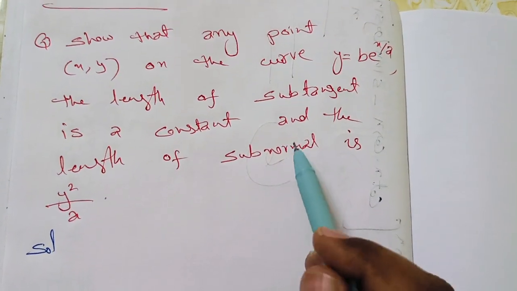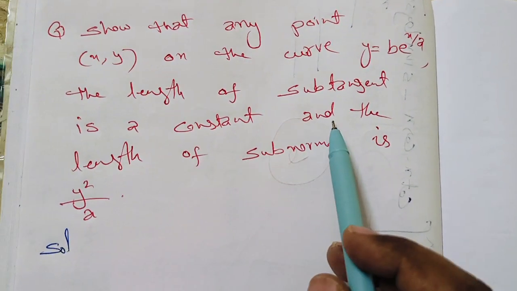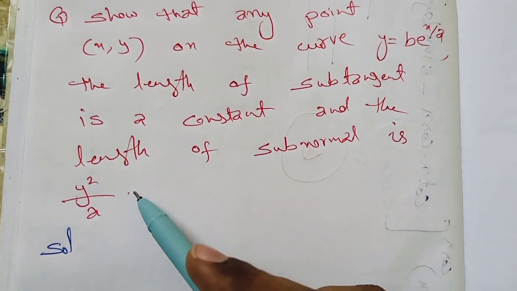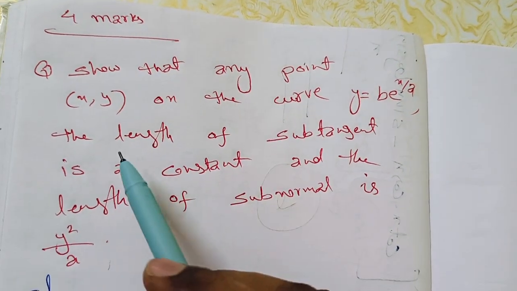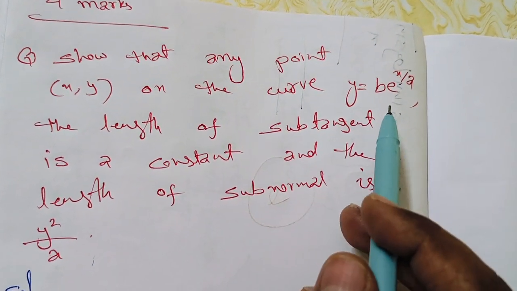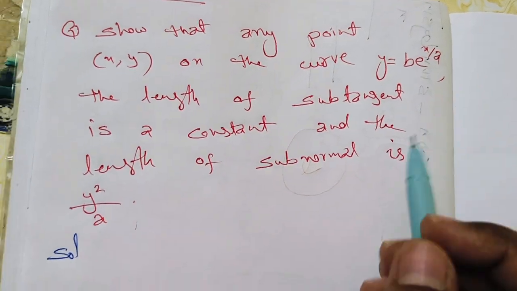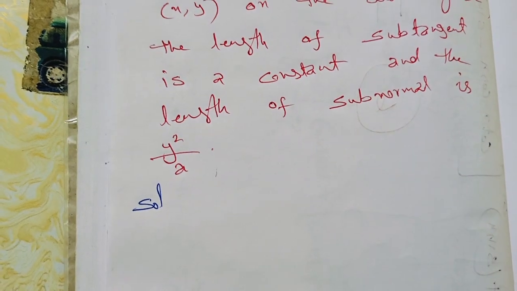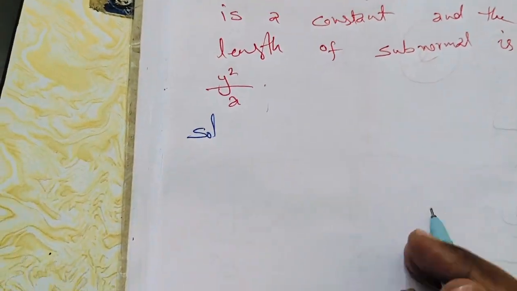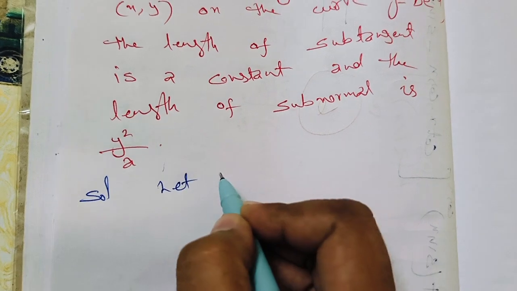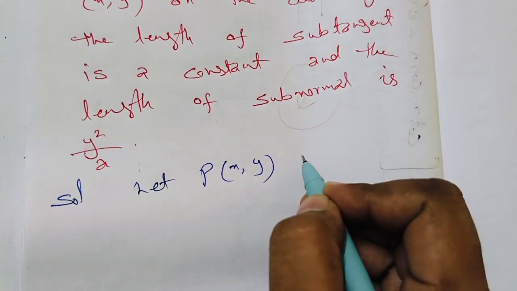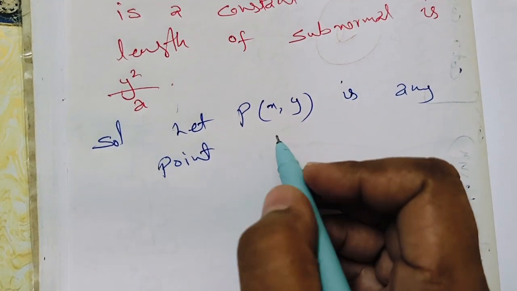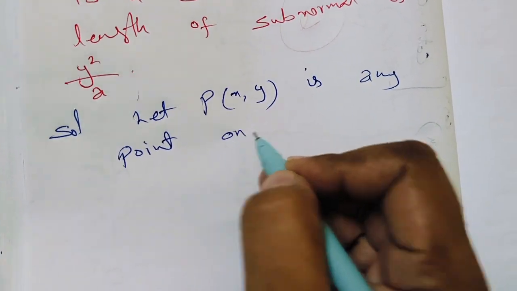In this problem, we have to show that the length of subtangent is constant and the length of subnormal is y square by a, when the point (x, y) on the curve y = b e^(x/a) is given. So here first we will write: let P(x, y) be any point on the curve.